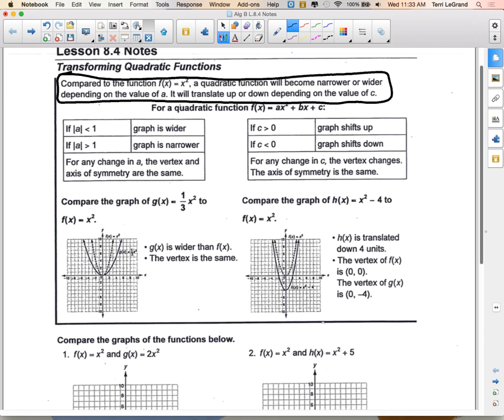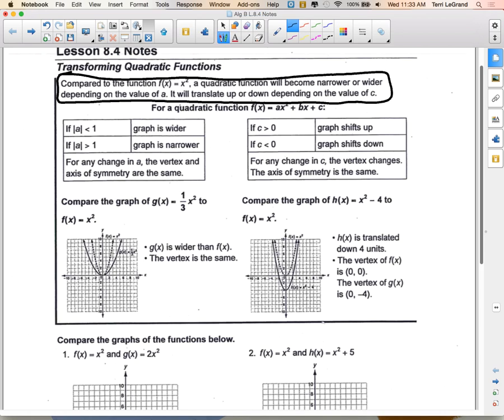Okay, and then it will translate up or down. What does translation mean? Another word for translate. We did this actually with linear functions last year, believe it or not. It will translate up or down depending on the value of c. Yes, it's a slide. It moves up or down depending on the value of c. Well, doesn't it make sense, what is c again? The y-intercept.